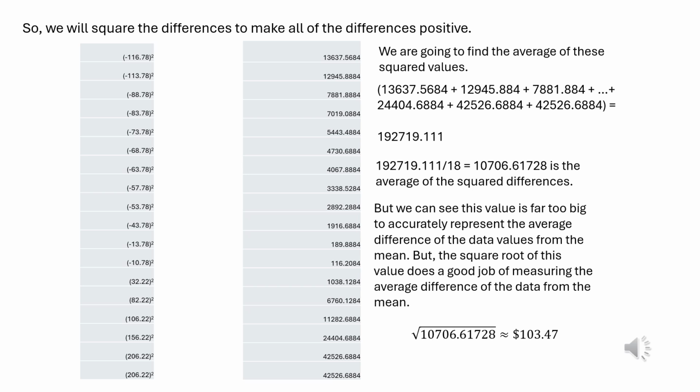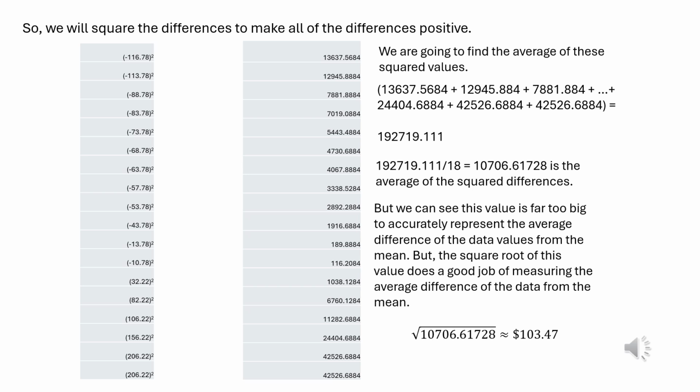We are going to average them. Okay, so we're going to find the average of the squared differences, or squared deviation. The word deviation and difference mean the same thing in our class. When we add all of these squares, we get a fairly large sum of 192,719.111. Averaging these squared differences, we're going to take that sum and divide by 18, because that's how many values we have, and we get an average squared difference of 10,706.61728. Again, what is that? It's the average of the squared deviations from the mean.